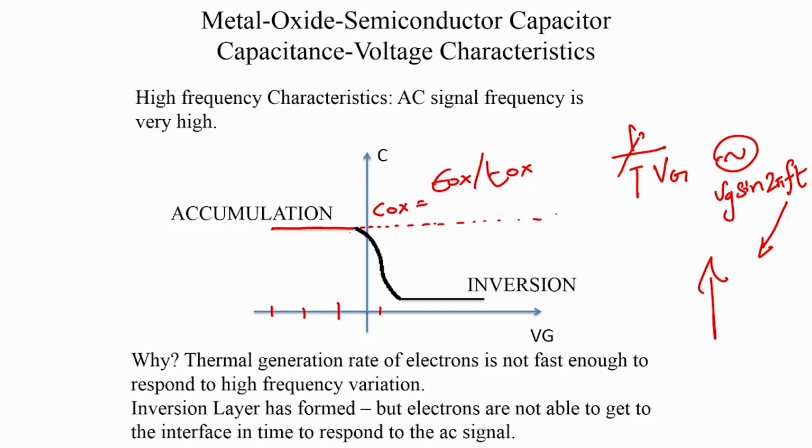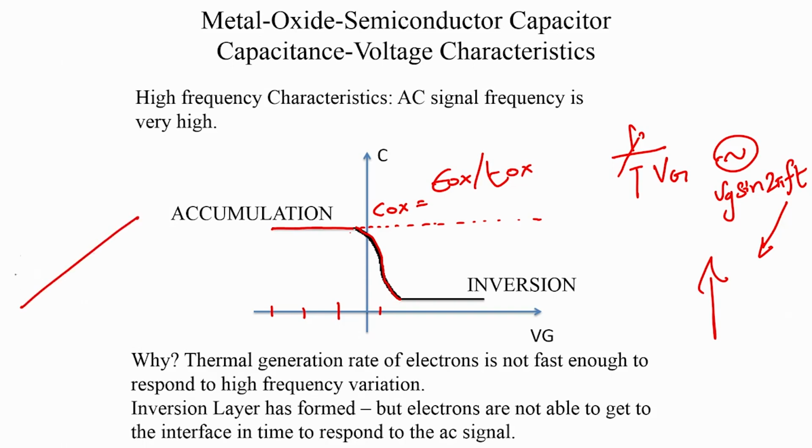And then in depletion mode, the depletion width starts increasing or decreasing in response to the applied AC field, and that too can happen quite quickly. Okay, but now when you hit inversion mode, the thermal generation rate of electrons is not fast enough for the electrons to respond in time to the AC signal. So, the inversion layer is present.